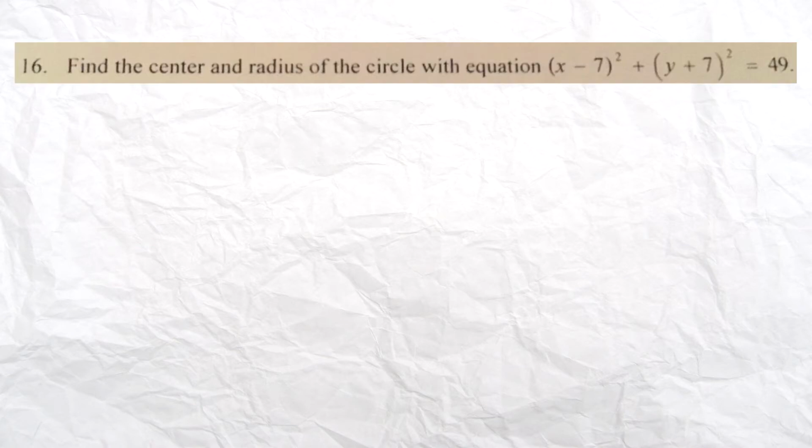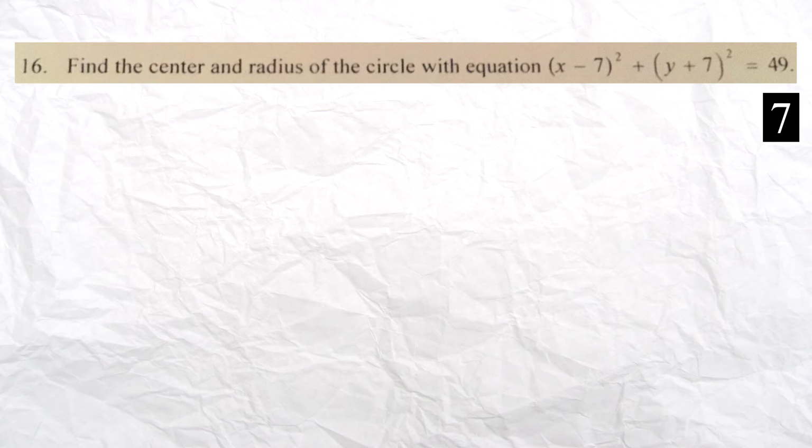Now, it's time to see if you can find the center and radius from the equation. Essentially, we're doing what we just did, but we're doing it backwards. For example, instead of squaring the number at the back, we're finding its square root, etc. Find the center and radius of a circle with the equation x minus 7 squared plus y plus 7 squared equals 49. Now, as I just stated, we can find the radius by just square rooting 49.